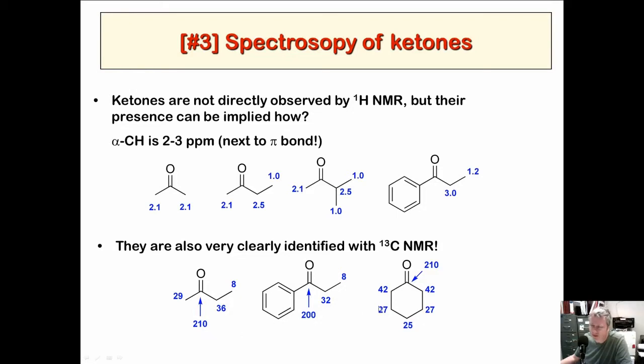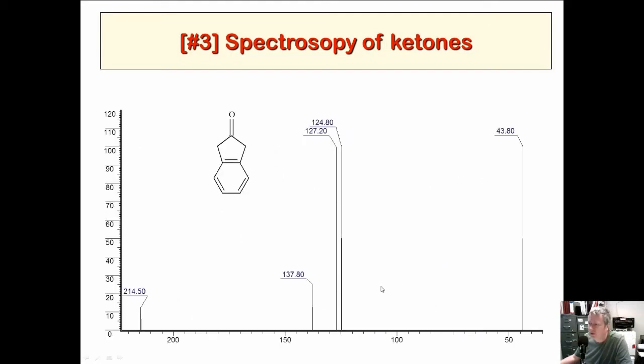Aldehydes also stand out in the same region. Okay? More so than an ester or a carboxylic acid. Those are at 180 or so. So ketones and aldehydes really stick out far downfield in the carbon. This just shows an example of a carbon NMR of a ketone, and you see 214, that's the ketone, a couple aromatic CHs.